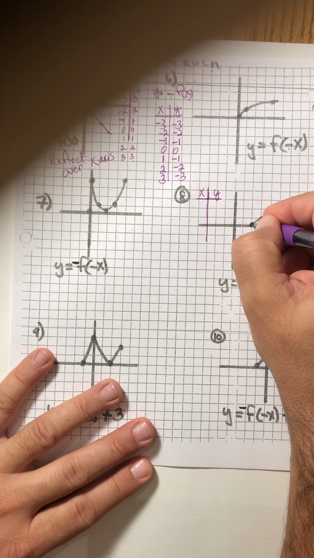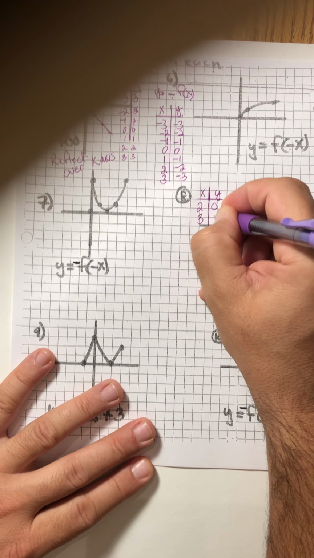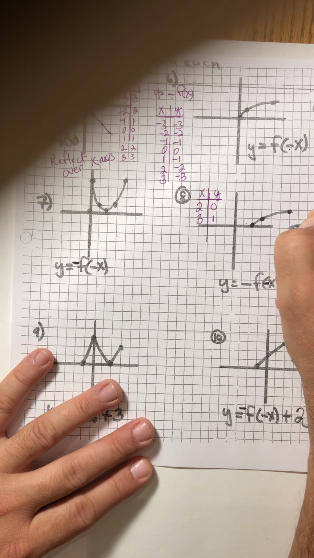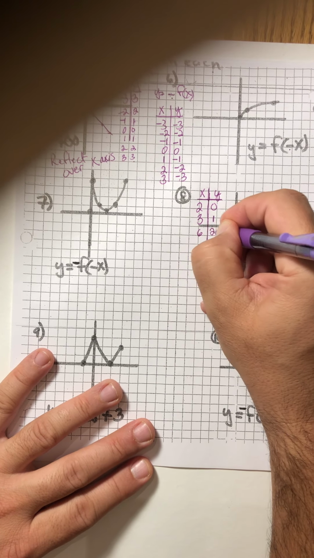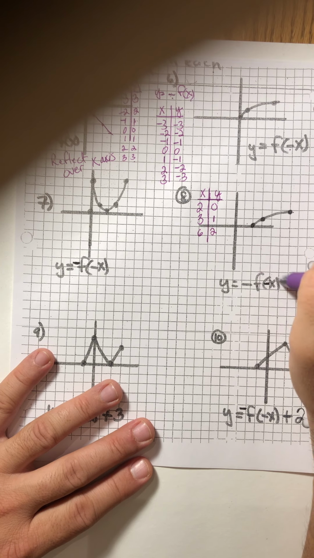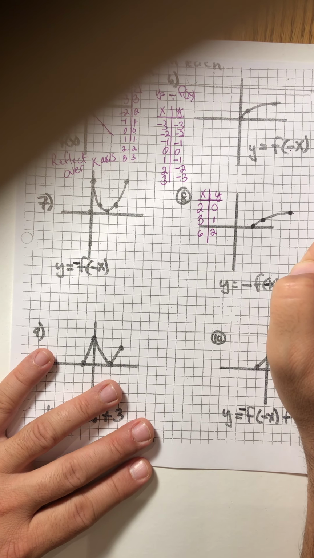So we have 2, 0. Then I have 3, 1. And then I have 6, 2. There. So there's my original function. Now what does this say? What are we doing? Well, there's two things going on. There's something outside and there's something inside.